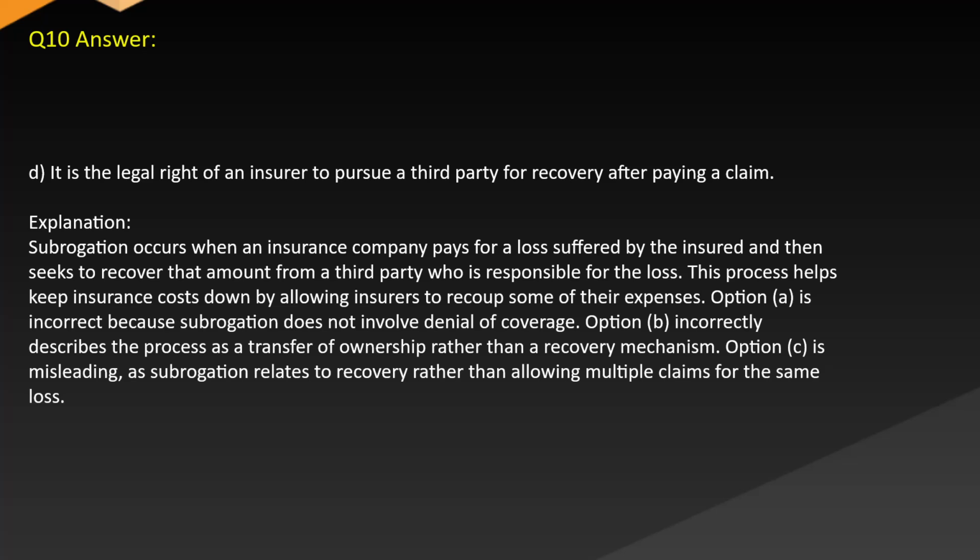claim. Explanation: Subrogation occurs when an insurance company pays for a loss suffered by the insured and then seeks to recover the amount from a third party who is responsible for the loss. This process helps keep insurance costs down by allowing insurers to recoup some of their expenses. Option A is incorrect because subrogation does not involve denial of coverage. Option B incorrectly describes the process as a transfer of ownership rather than a recovery mechanism. Option C is misleading, as subrogation relates to recovery rather than allowing multiple claims for the same loss.